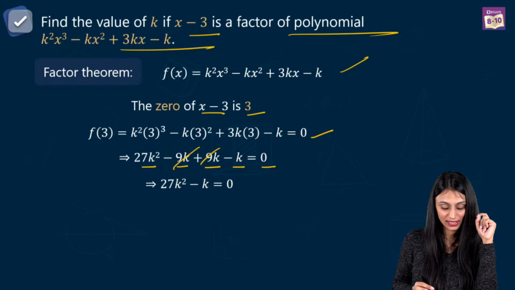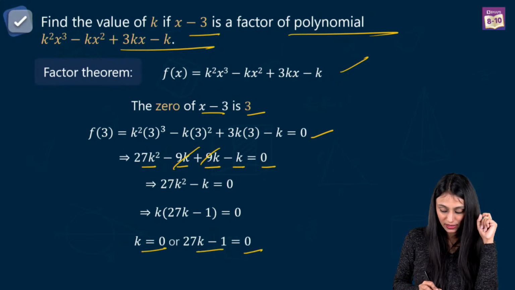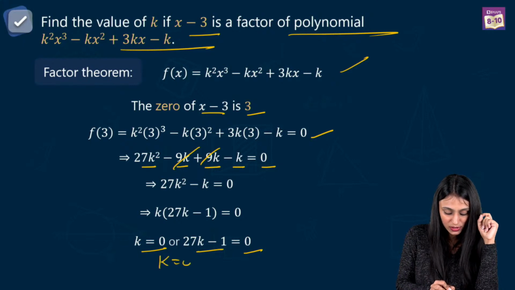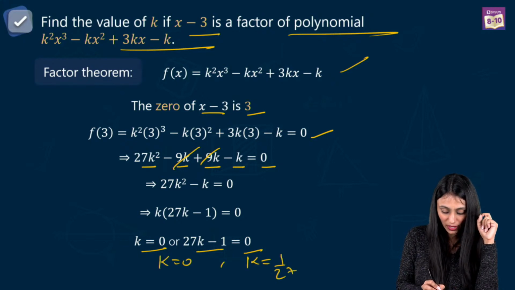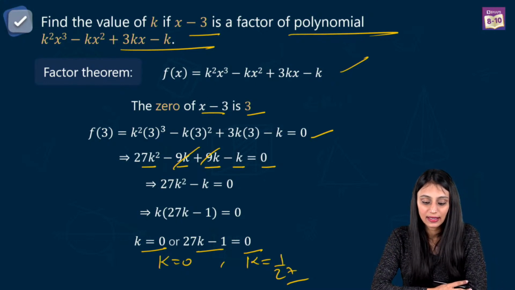We have 27k square minus k equal to 0. Let's take k common. What do you get? You get two values, k equal to 0 and 27k minus 1 equal to 0. That means at the end we will have k equal to 0 and k equal to 1 by 27. That would be the final values.